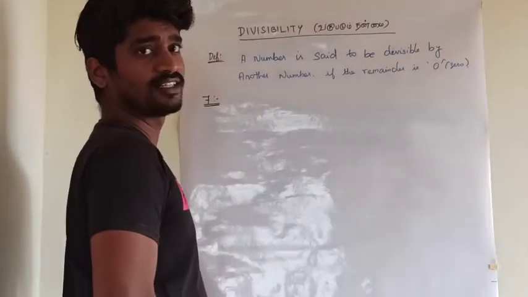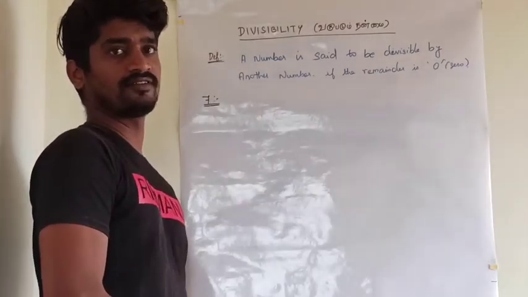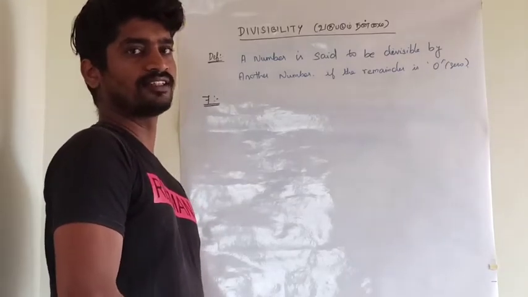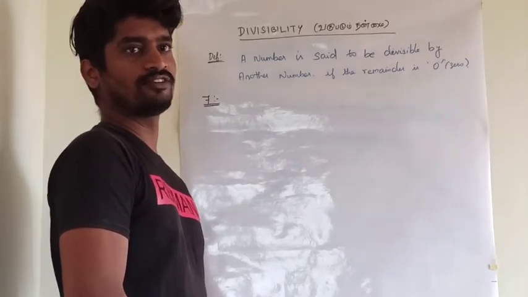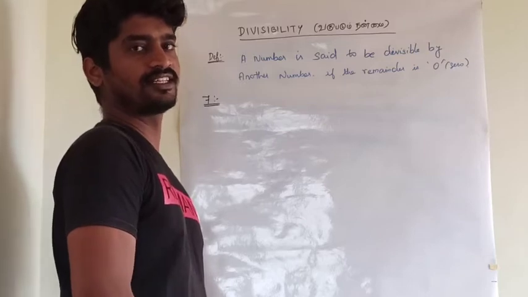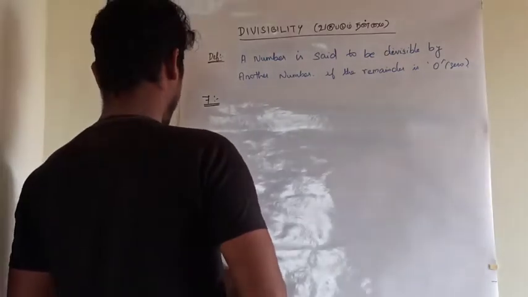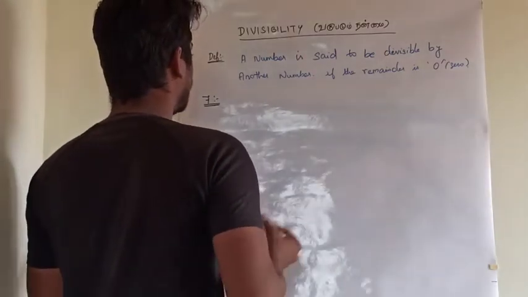For 7 there are many methods. We are going to see only two methods, which are very easy for finding whether a number is divisible by 7 or not. Method 1.